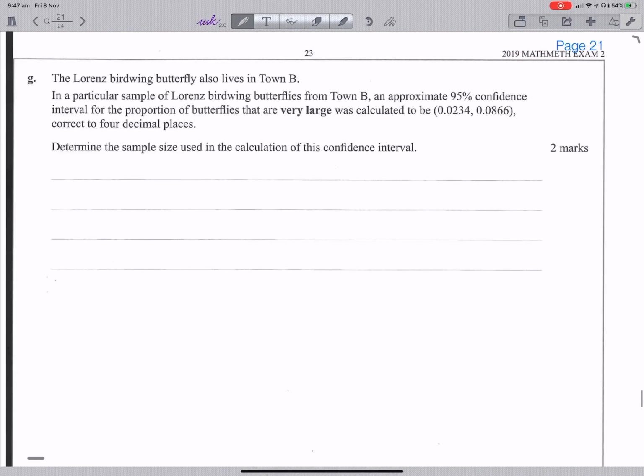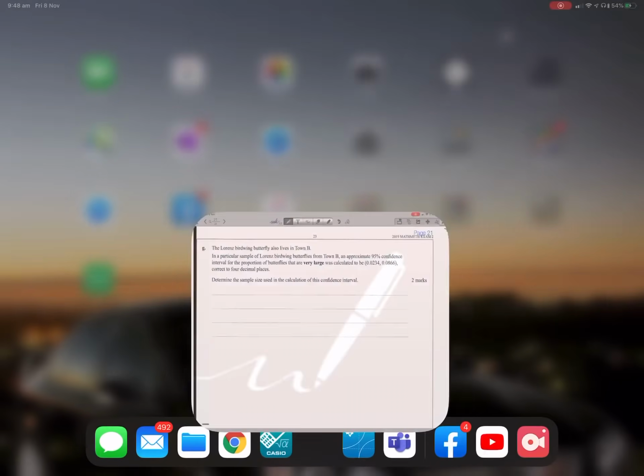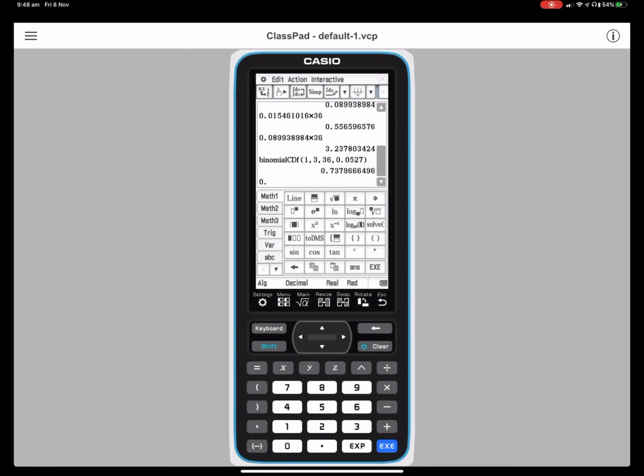The Lorenz birdwing butterfly lives in town B. In a particular sample, the approximate 95% confidence interval for the proportion of butterflies is calculated. Determine the sample size used. So 95% confidence interval. Okay, 0.234, 0.866, 0.234 plus 0.866 divided by 2.